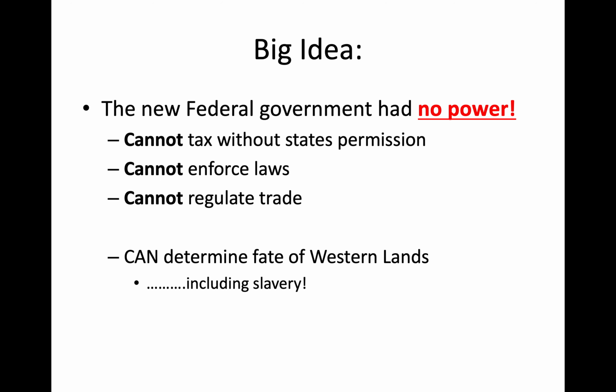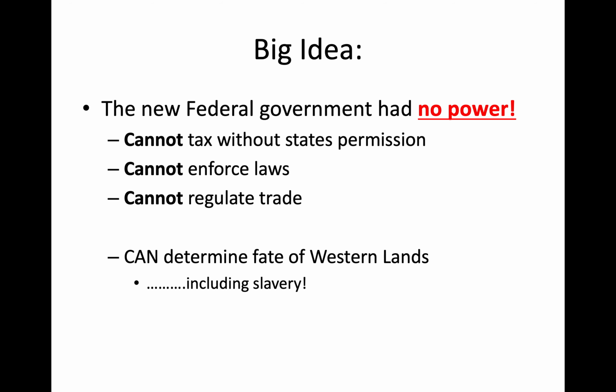And they have a new government called the Articles of Confederation, a.k.a. crap. What an awful form of government. So here's the big idea. Remember this for the exam. They got no power, man. No power. None whatsoever. Can't tax. Well, if you can't tax, what can the government do? Can't enforce laws. Can't regulate trade. This is crazy.